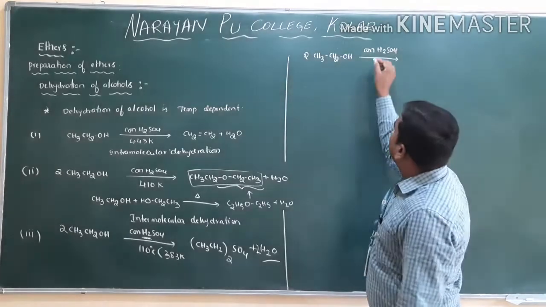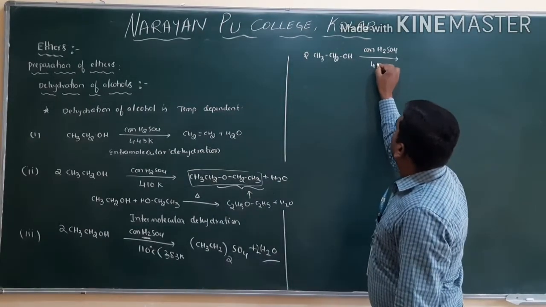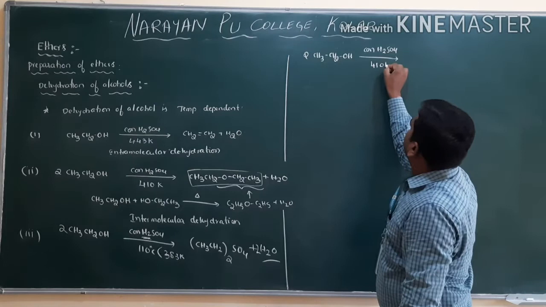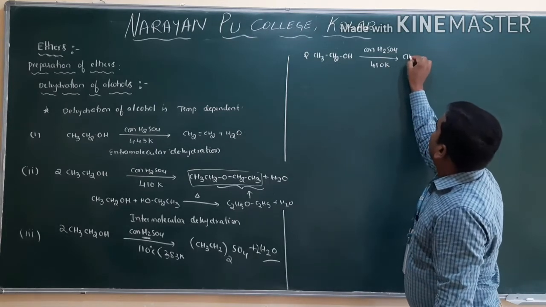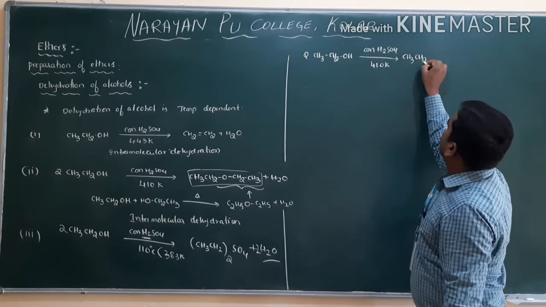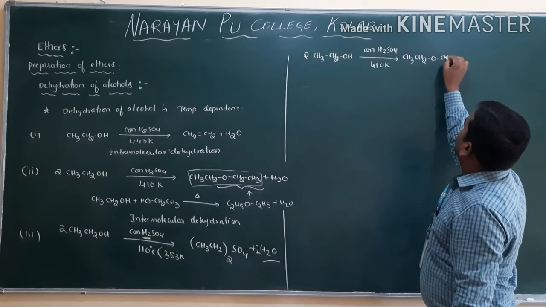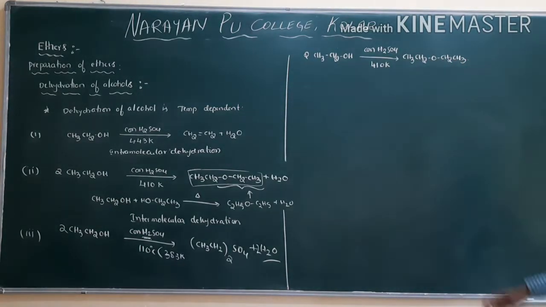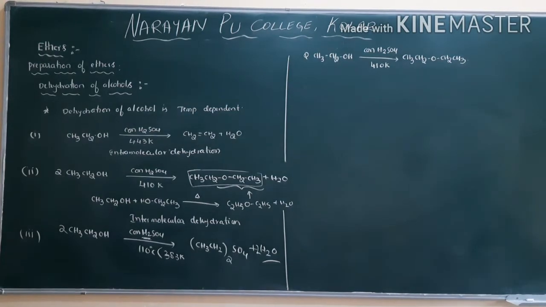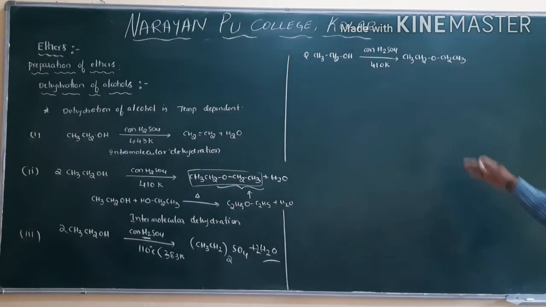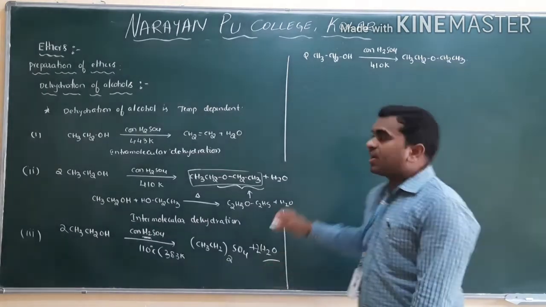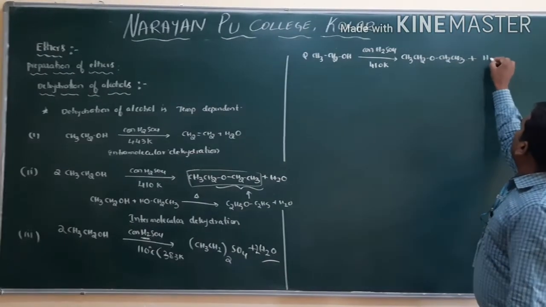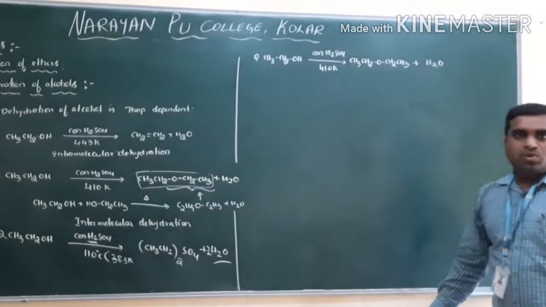CH3CH2SO4H. Clear? Then you have to maintain 410 Kelvin. Then what product will I get? I will get CH3CH2OCH2CH3. Clear? So here you have to see dimethyl ether forming, and plus what you will get here? You will get the compound H2O.